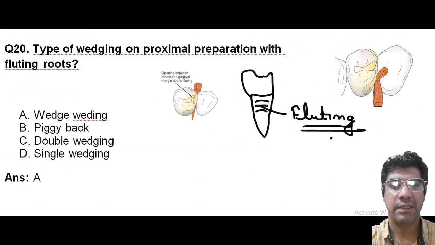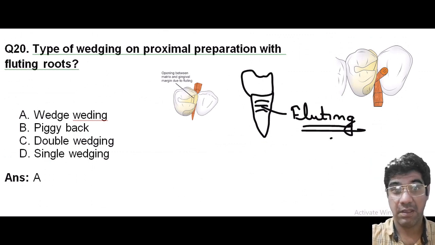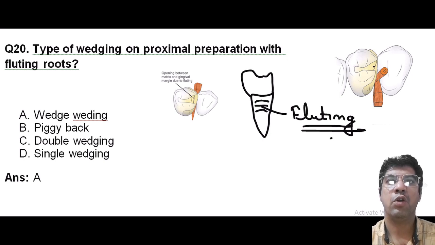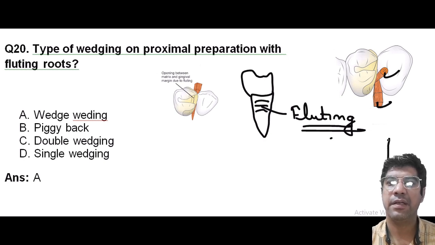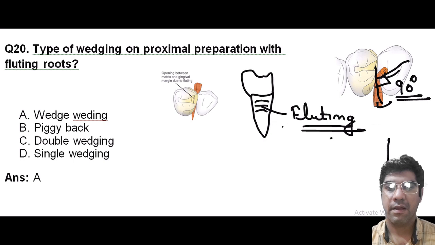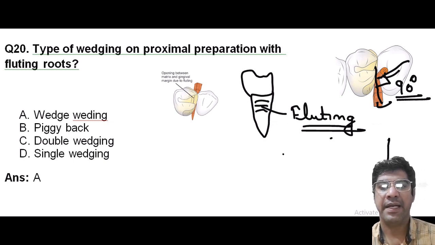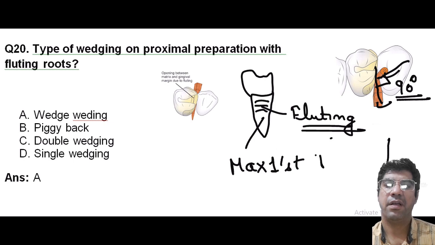The type of wedging used with fluting roots is the wedge wedging. In the wedge wedging technique, two wedges are used. One wedge is inserted from the lingual side, and the other wedge is inserted at 90 degrees to the first wedge. This is indicated while treating the mesial aspect of the maxillary first premolar because of the presence of fluting.